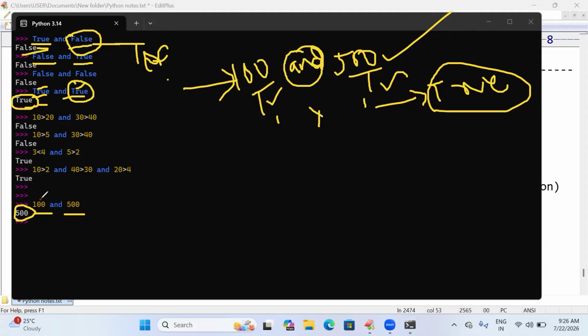So come here, 100 and 500. The same scenario is happening here also. See, when true and true, the last true is considered as output. See here, when true and false, the last false is going to be considered as output. So that way, here with 100 and 500, the output is 500.